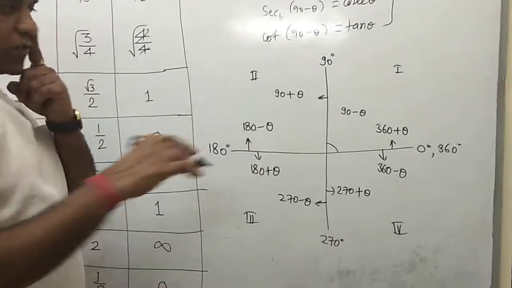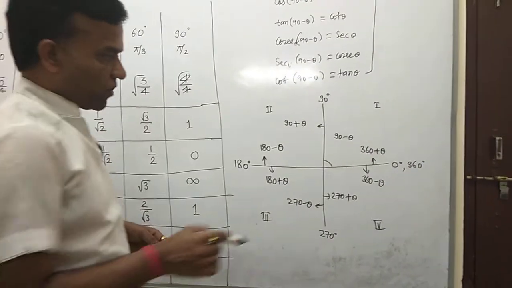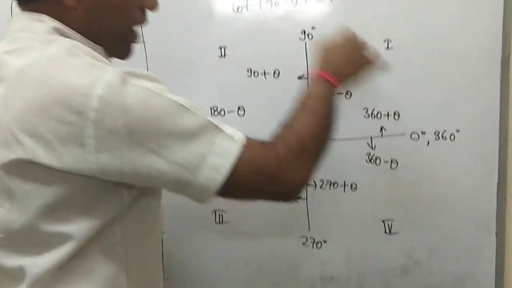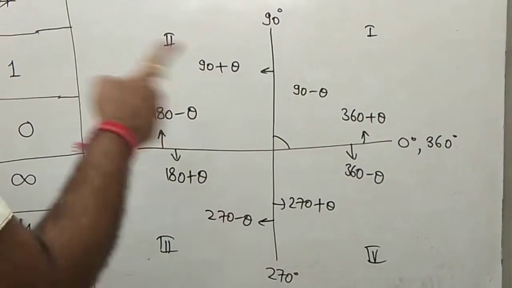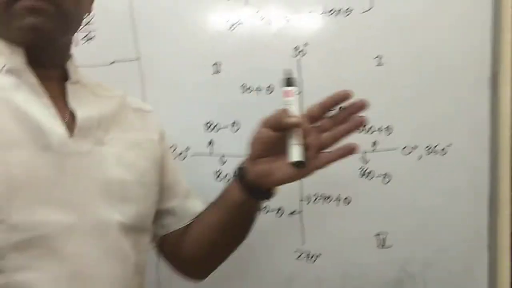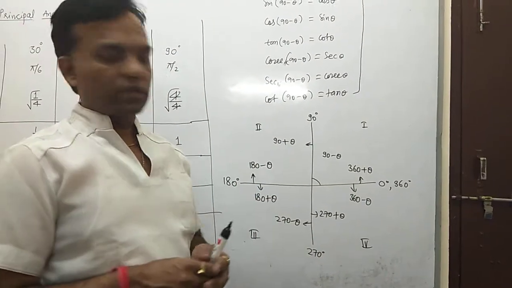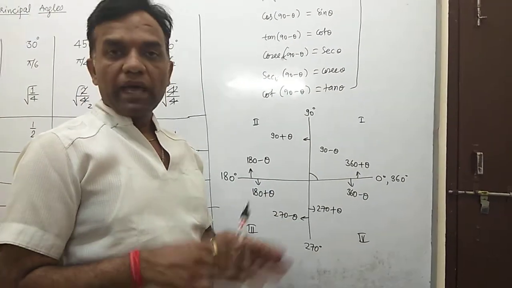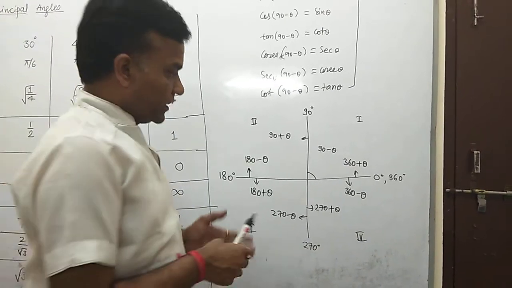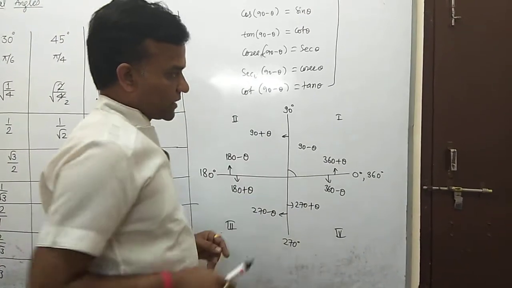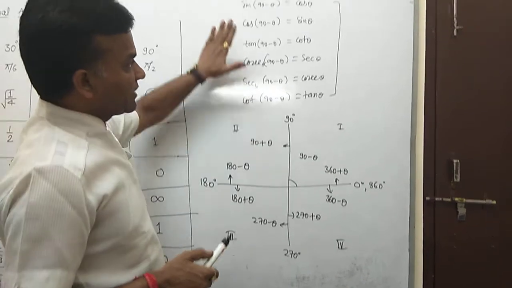So this is the situation of the unit circle, because you draw the circle like here, and you have a chart for the quadrants, because every circle is divided into 4 quadrants. First quadrant, second quadrant, third quadrant, fourth quadrant. And each quadrant has 90 degrees. So you divide all the sectors, and you write down the conditions, like complementary angles.